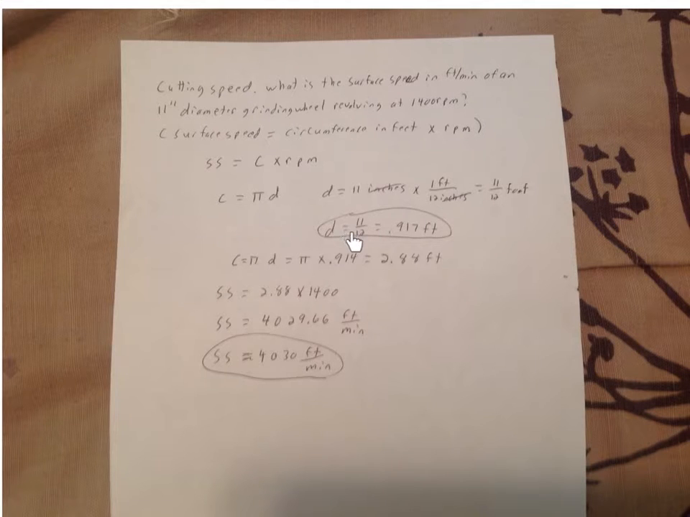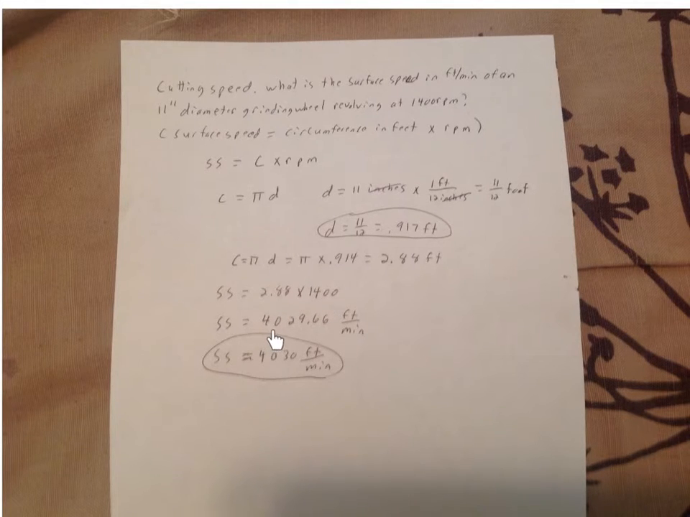And then they want a decimal answer, so I put that in the calculator and rounded it to 0.917 feet. So then I put it in this formula, pi times d. Pi is about 3.14, and I get 2.88 feet. So then I finally come back to this formula, put in 2.88 for circumference. The revolutions per minute was given as 1400.